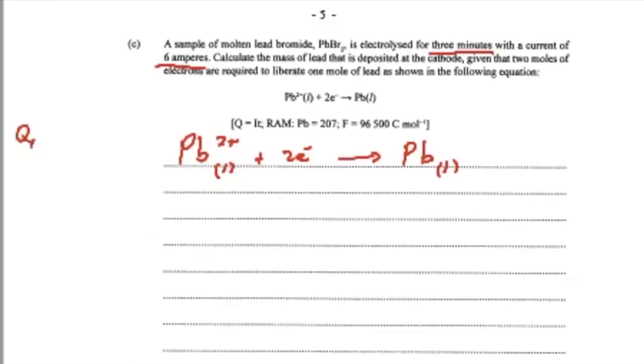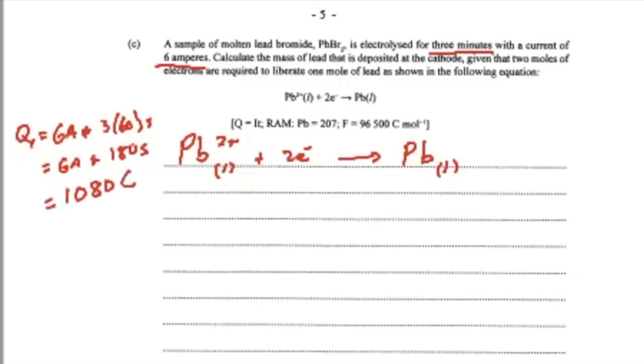So Q equals IT. Q is the current strength in amperes, that's 6 amperes times 3 minutes. 3 minutes in seconds will be 3 times 60, which is 180 seconds. So it's 6 amperes times 180 seconds. And that is equal to 1080 coulombs.